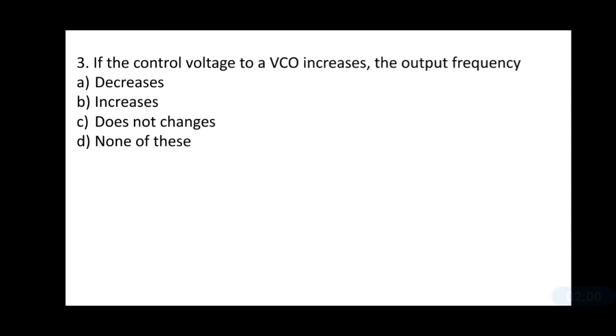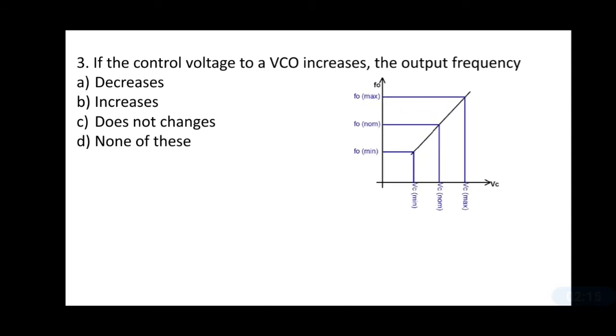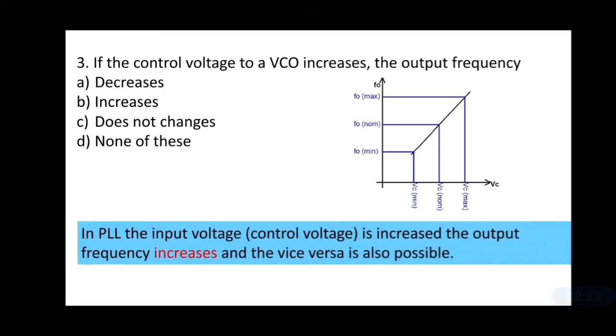Next question. If the control voltage to a VCO increases, the output frequency? Option A, decrease. Option B, increase. Option C, does not change. Option D, none of these. If the control voltage of the VCO is increased, the output frequency is increased. The correct option is B. In PLL, if the input or control voltage is increased, the output frequency is increased, and vice versa. Option B is correct.